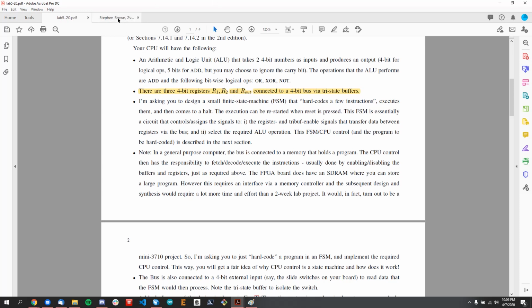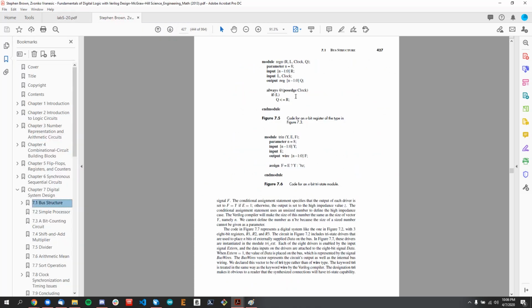Well, let's just look in the book where it gives us code. If we look at this, upon an always block, upon a positive edge of a clock, much like the D flip-flop, if L, which is our enable bit, Q will go to R. And so R is our input bit, and then Q is our output bit. And if we wanted to include a reset like we did in the D flip-flops for lab 4, we could just have another if reset, then Q goes to 0.